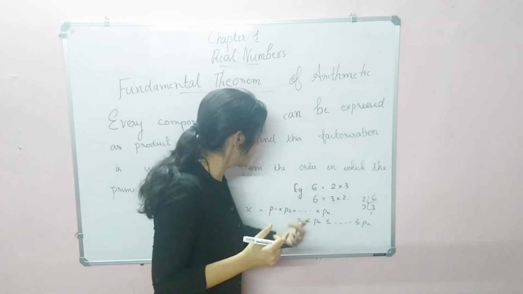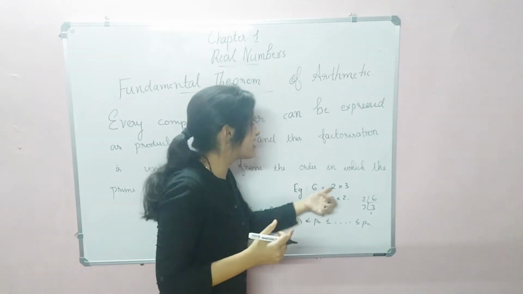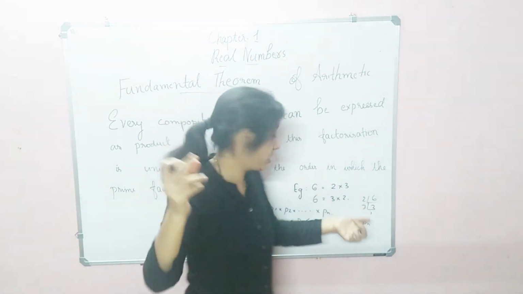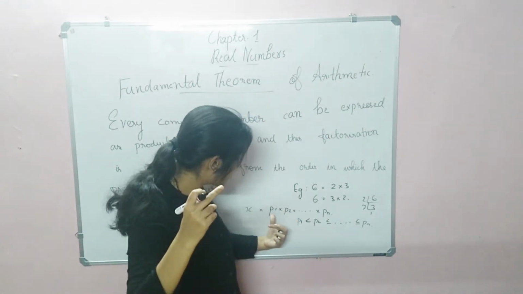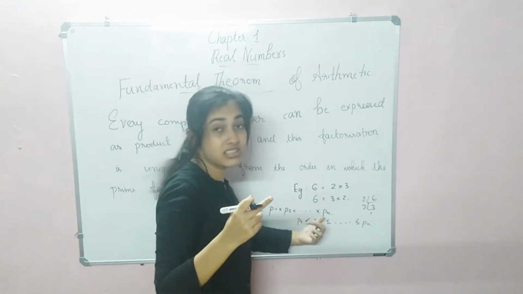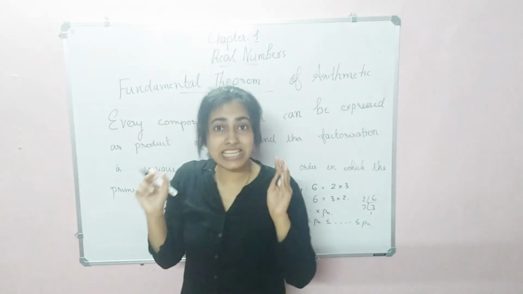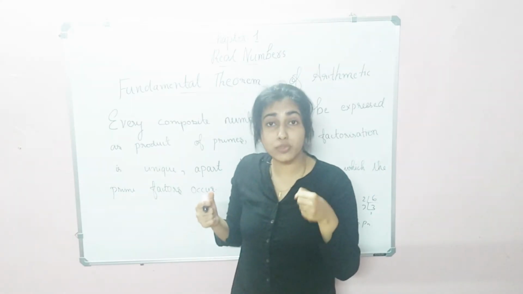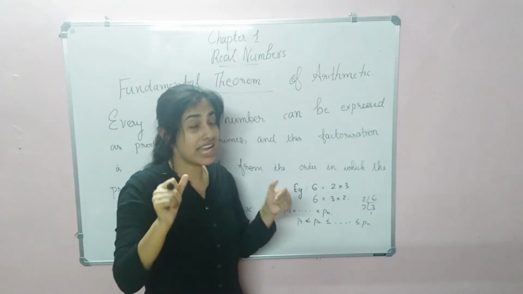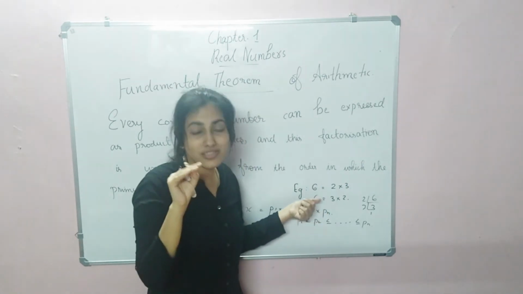Fixing the order of writing the primes as ascending order, you can write 6 as 2 into 3 because you have fixed that you're going to write the primes in their ascending order. Ascending order means the first one will be less than the second one, and it will be less than the third one, and so on. So if you fix that you are going to write the primes in ascending order, then this prime factorization is unique.